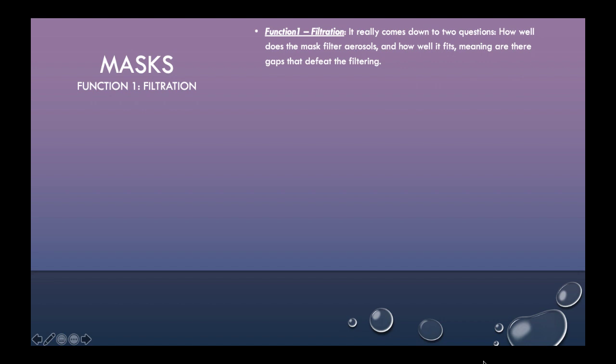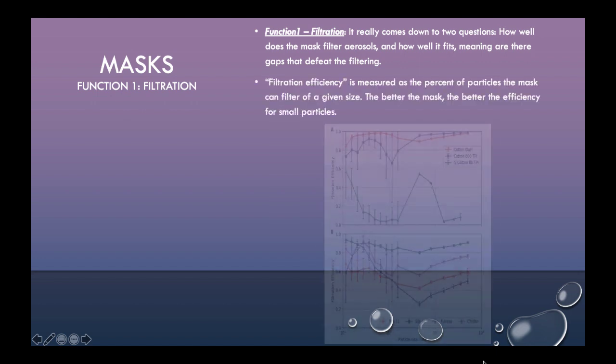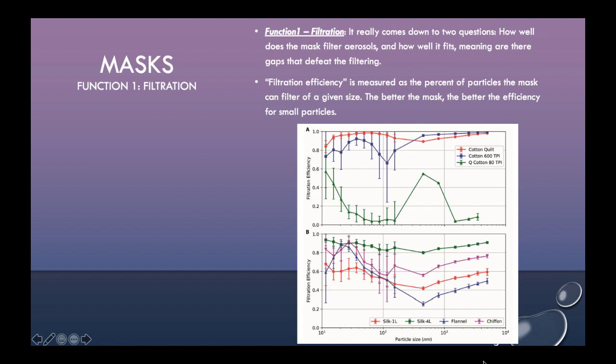Function 1, filtration. This really comes down to two questions: how well a mask filters aerosols and how well it fits, meaning are there gaps that defeat the filtering. Filtration efficiency is measured as the percent of particles the mask can filter of a given size. The better the mask, the better the efficiency for small particles.